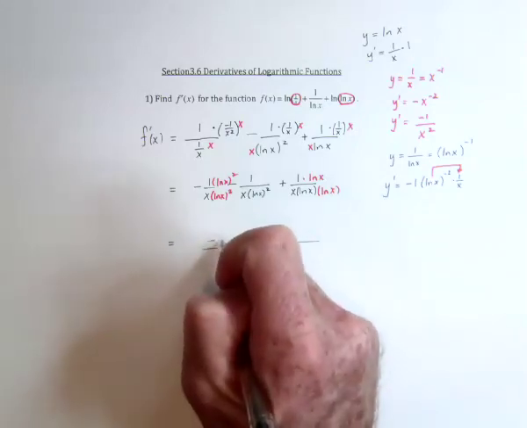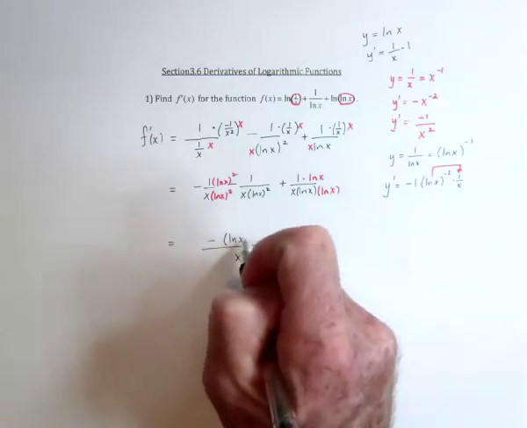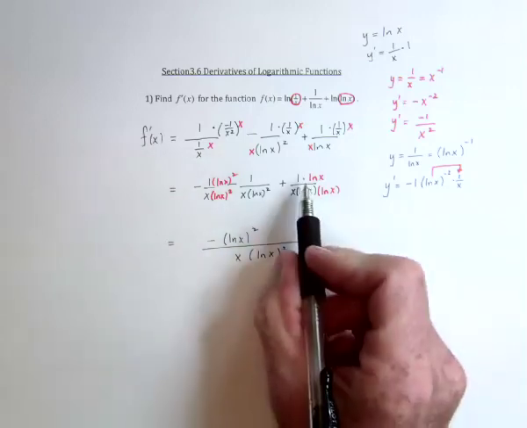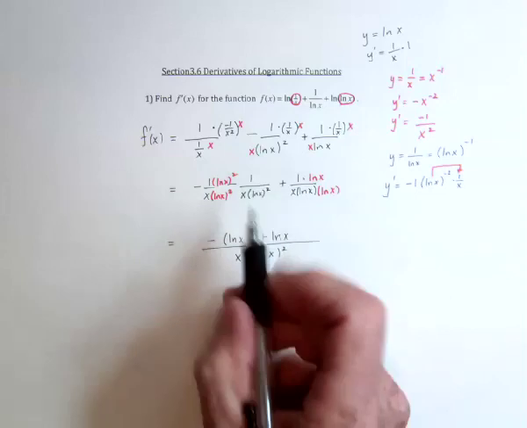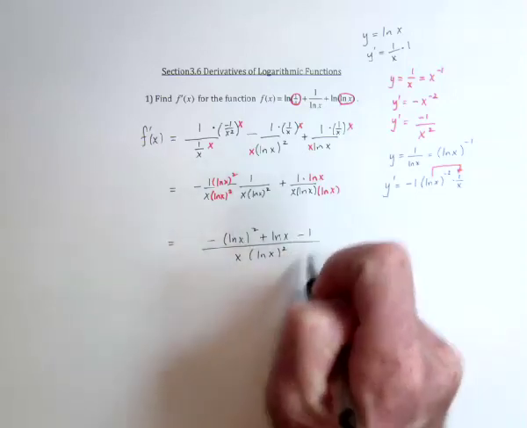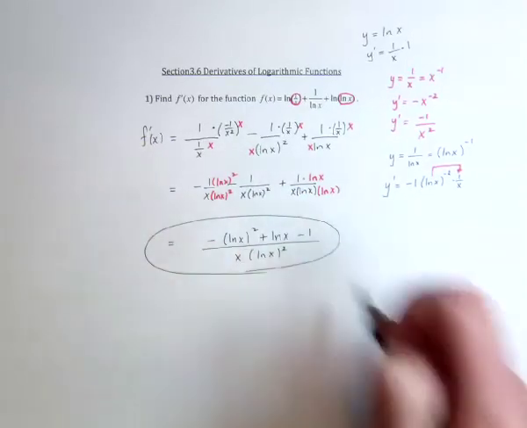And then we've got negative, the natural log of x squared. From this one we have plus the natural log of x. And from this one we have just a negative 1. Lovely.